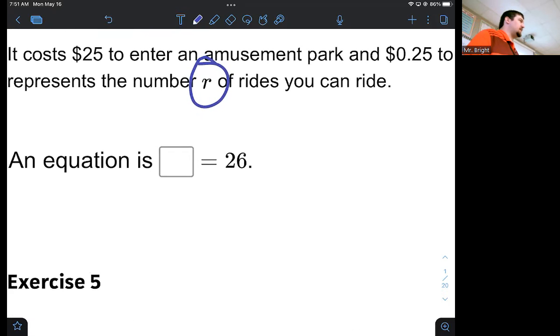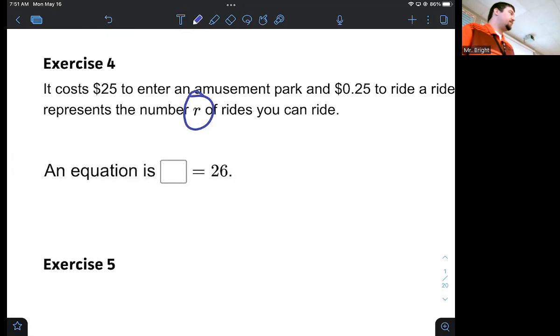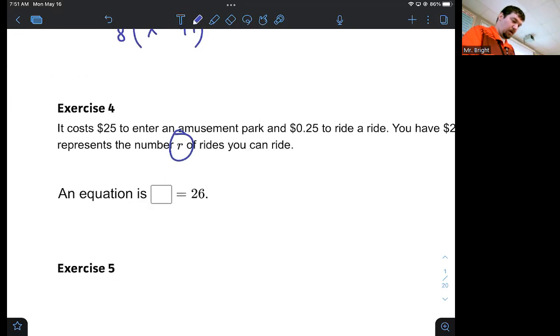Why is it set equal to 26? That's how much money you have. Exactly. Now, what's the first thing you do when you get to the amusement park? No, before you ride a ride. Before you buy tickets for the ride, you have to get into the amusement park. And how much does that cost? $25.